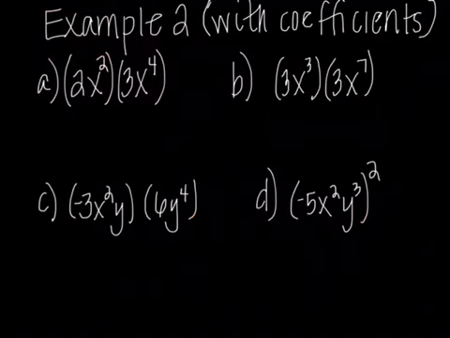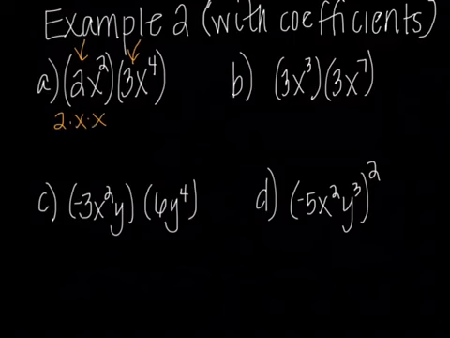Now let's try a little bit harder example. If I were to add coefficients out front, for instance, the 2 and the 3 in example A, it changes how I do it a little bit. I'll still expand it out just like I did in the previous examples. So 2x squared is just 2 times x times x. 3x to the fourth is 3 times x times x times x times x. Now if I look at this, 2 times x times x times 3 times x times x times x times x will represent my final answer.